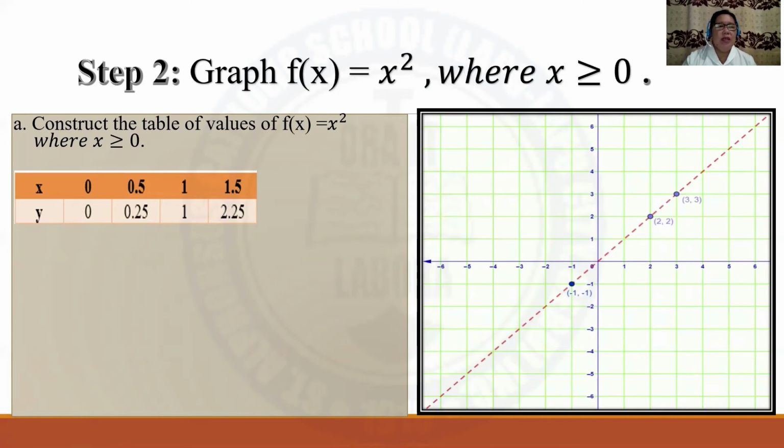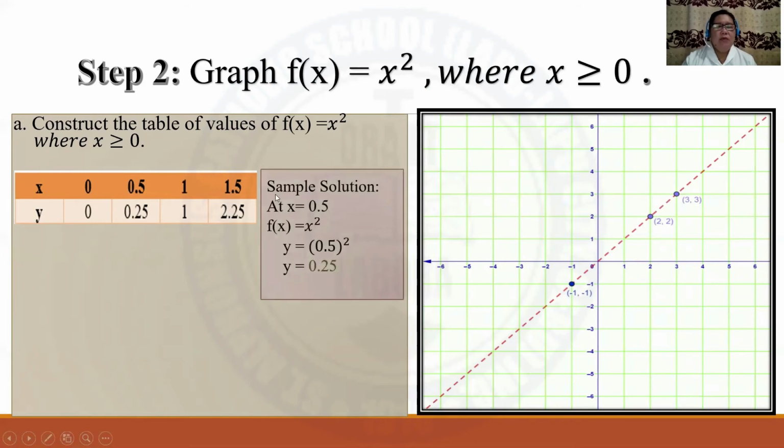The value of y is 2.25. So I will just give you one example on how to get the value of y. At x is equal to 0.5, f of x is equal to x squared. That's the given function. Replace x by 0.5, then you square. The answer is y is equal to 0.25. That is why if x is 0.5, the value of y is 0.25.